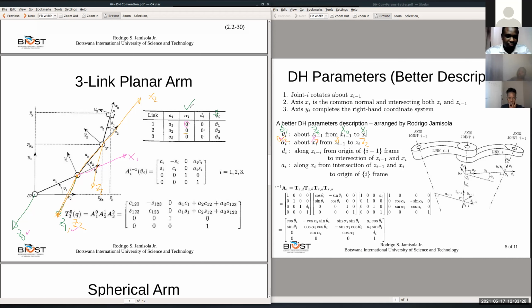The next, let's do alpha 3. So in terms of alpha 3, let's erase this, and this also. So again, we write alpha 3, about x3. Now we consider x3 from z2 to z3.